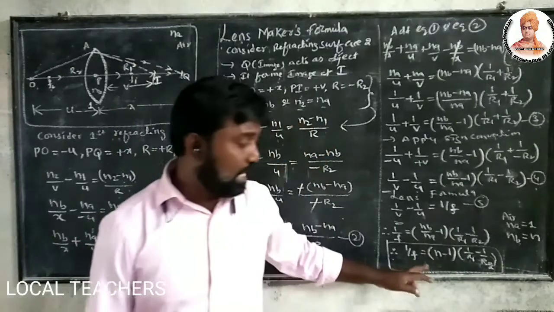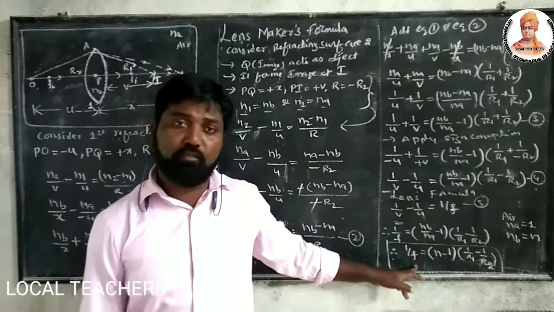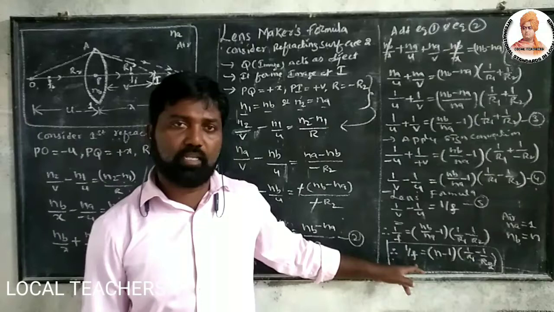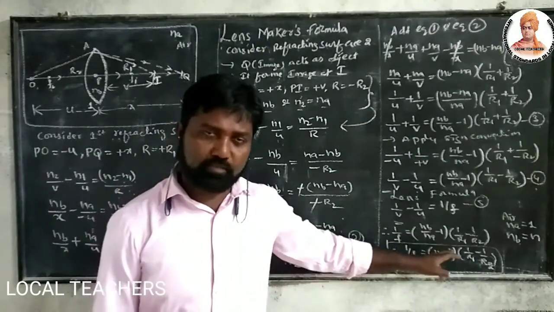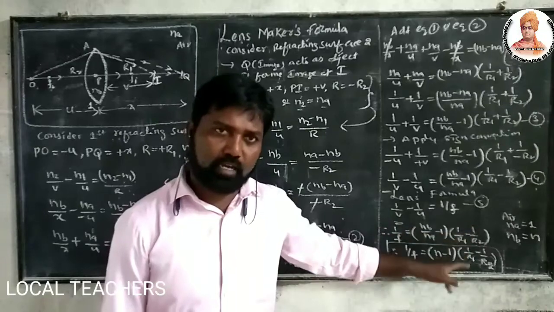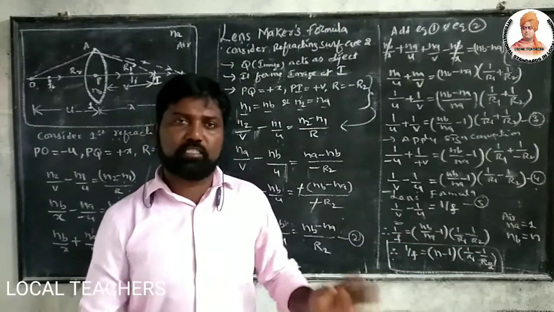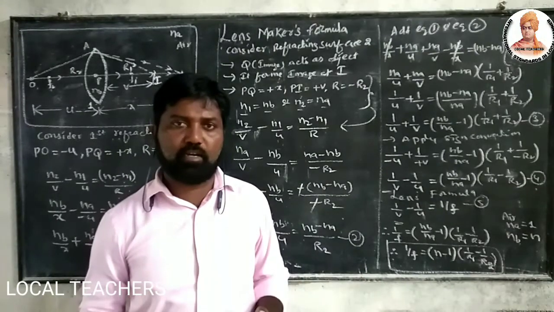This lens maker's formula is applicable when the lens is placed in air only. So that is 1 by f equals n minus 1 into 1 by R1 minus 1 by R2. So this is the story behind the lens maker's formula.